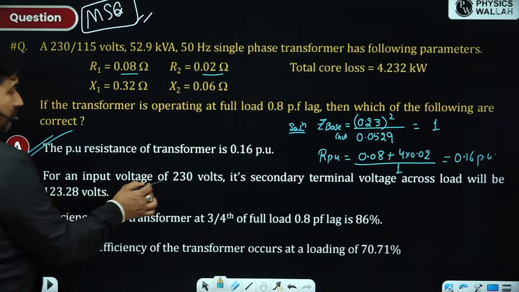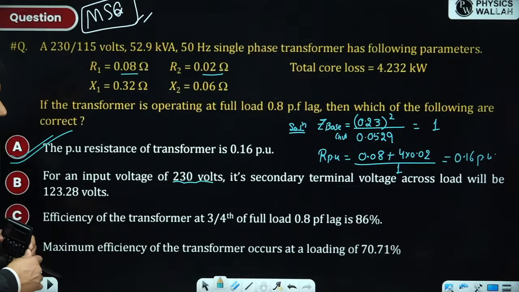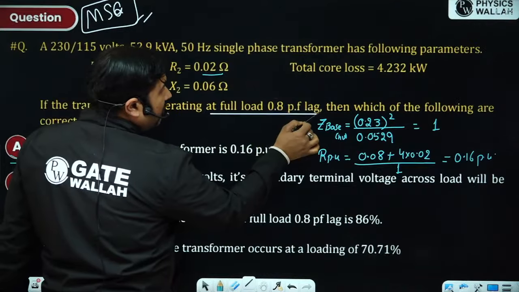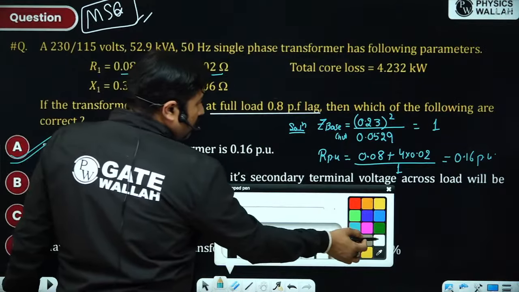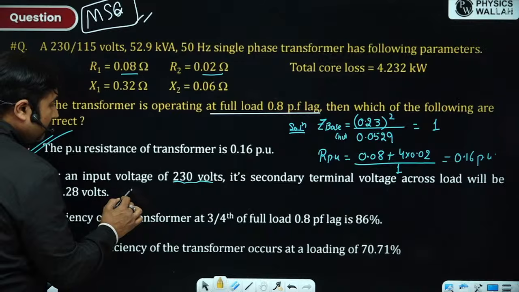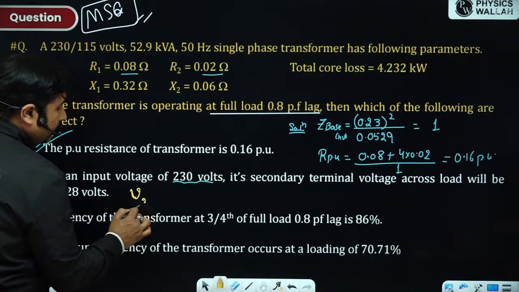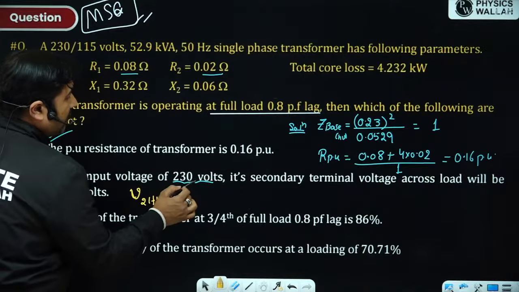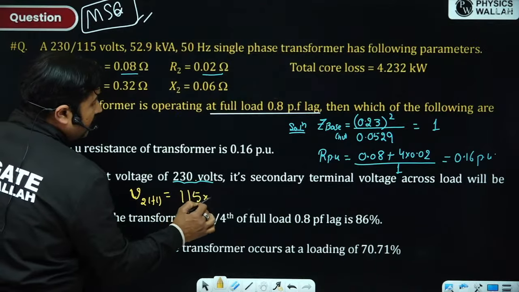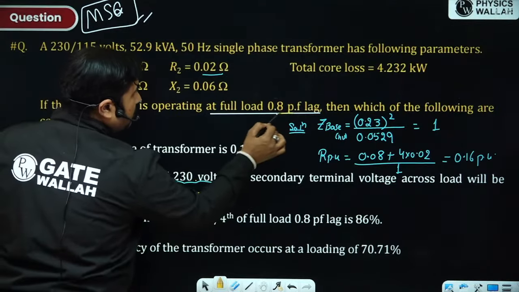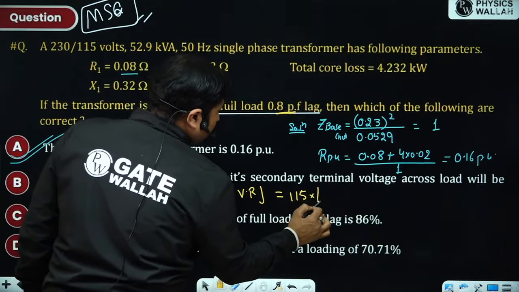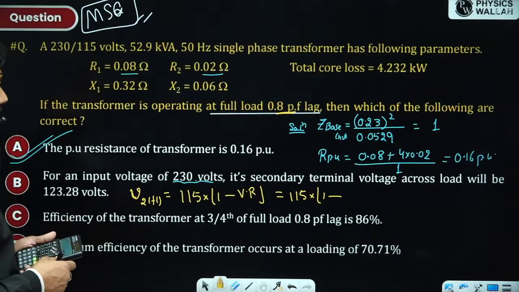For an input voltage of 230 volts, its secondary terminal voltage across the load will be. Definitely we are talking about the full load 0.8 power factor lag condition. What would be the secondary voltage? You can calculate the secondary voltage under full load as rated voltage, because you have applied rated voltage, onto the secondary side: rated voltage into 1 minus voltage regulation, because it's 0.8 power factor lag. So you need to calculate voltage regulation only: 115 into 1 minus voltage regulation, where voltage regulation is R per unit cos phi plus X per unit sin phi.